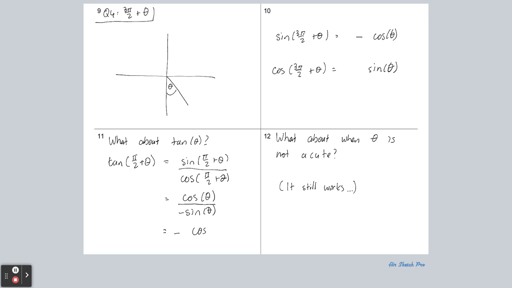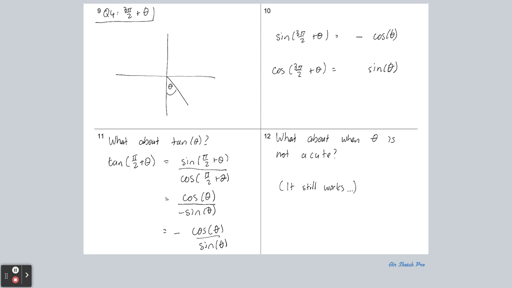So negative cosine of theta over sine of theta. You can see that effectively we get the reciprocal of what tan theta would be. Okay, so tan theta is sine on cosine, so tan of pi on 2 plus theta would be cos on sine, and then made negative because it's in that second quadrant. So it all works out.